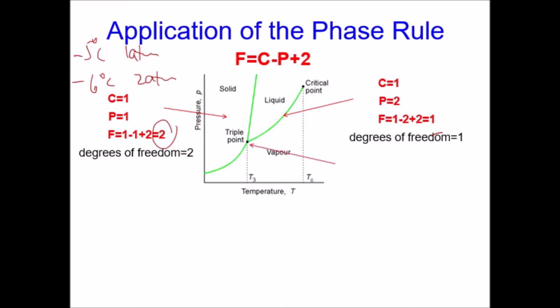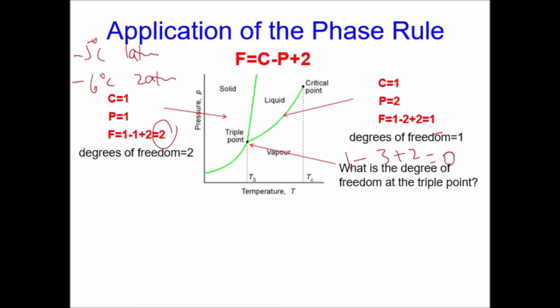Now what about the triple point? Remember, the triple point has 3 phases in equilibrium. C is still 1, so 1 minus 3 plus 2, that gives you 0, and therefore the degree of freedom is 0 at the triple point. That means that you cannot change anything. Temperature and pressure, for different substances, are unique. You cannot change that, as we mentioned before. So there is no degree of freedom for a triple point.